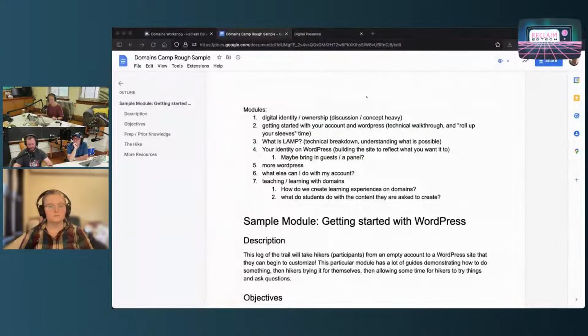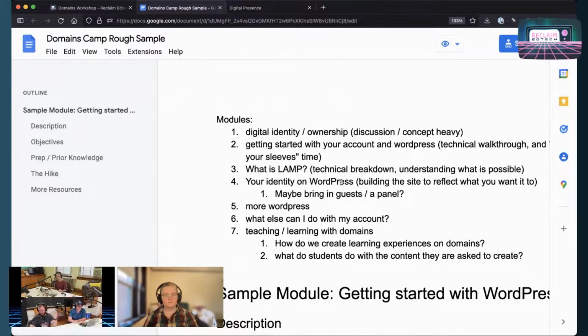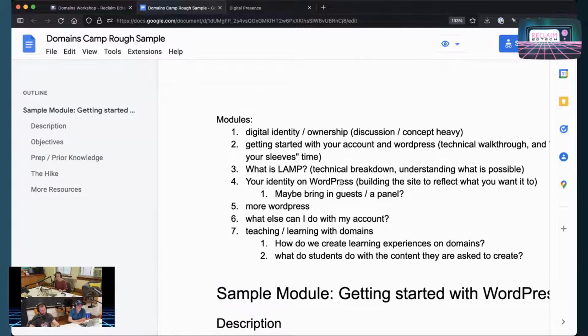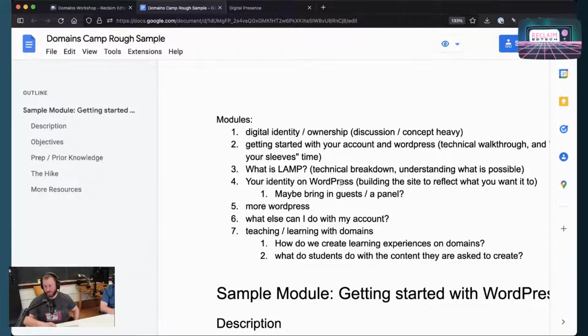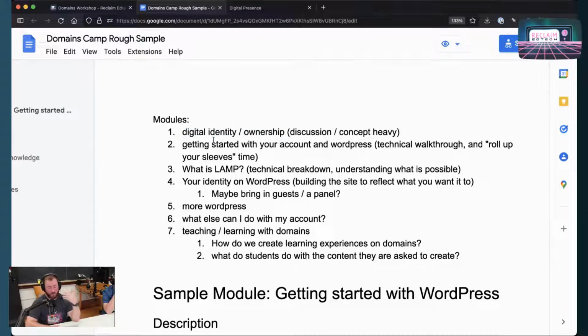So basically the draft version of this right now includes 7 modules, and the modules are of varying lengths, to be perfectly honest. But some of this is still changing and evolving. But like I said, starting with digital identity and ownership, having folks create an account and talking about the basics of just installing WordPress and doing that in a group setting alongside other people.